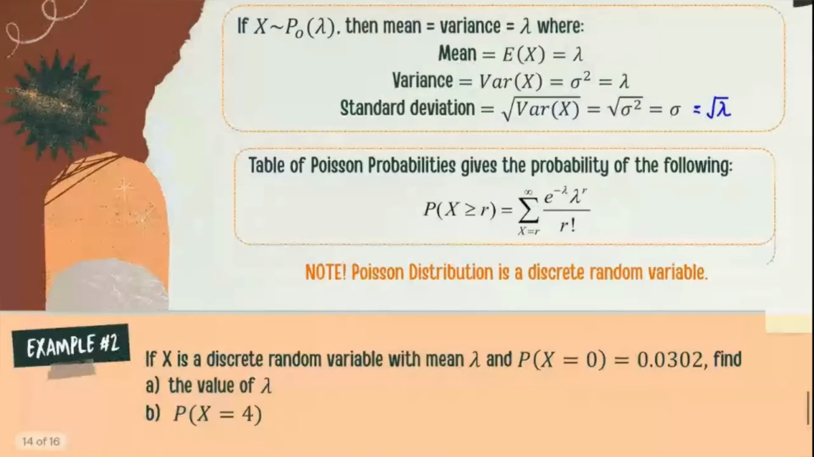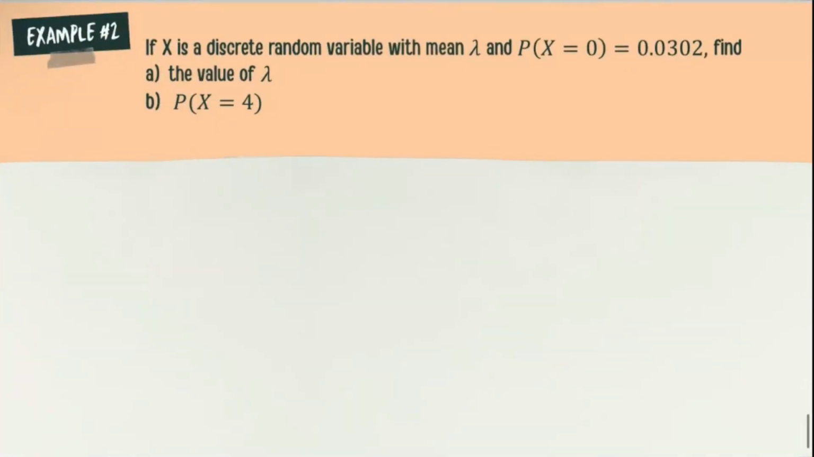Okay, so now kita tengok example yang kedua. If x is a discrete random variable with mean lambda and probability of x equals to 0 is 0.0302, find the value of lambda and P of x is equals to 4. Okay, dia kata dia adalah discrete dan dia bagi mean lambda. So, automatic kalau discrete dia ada dua je lah, either binomial ataupun Poisson. Tapi sebab dia bagi mean, automatic kita tahu dia adalah x follows Poisson lambda.